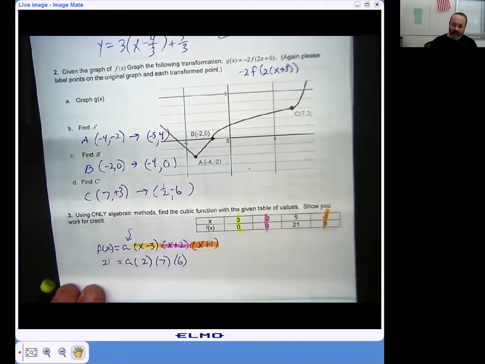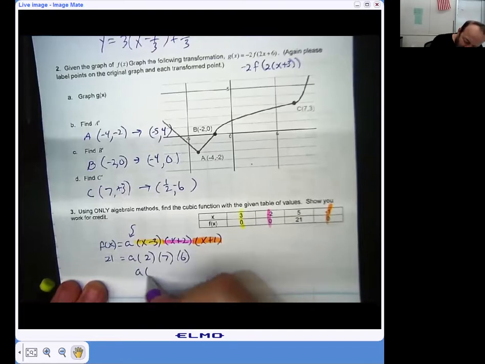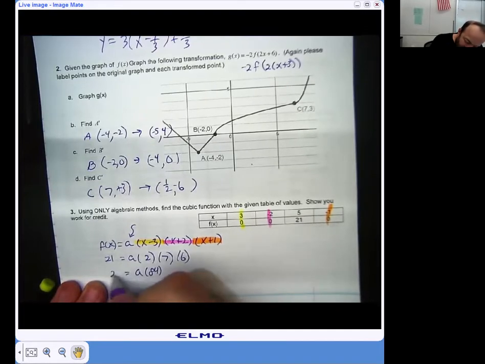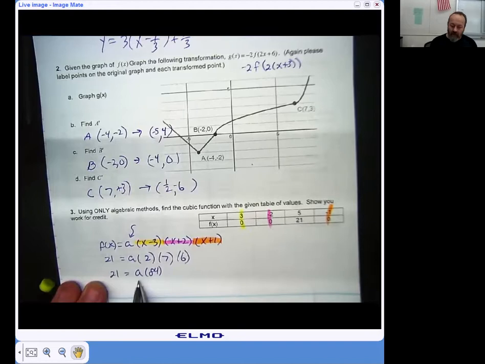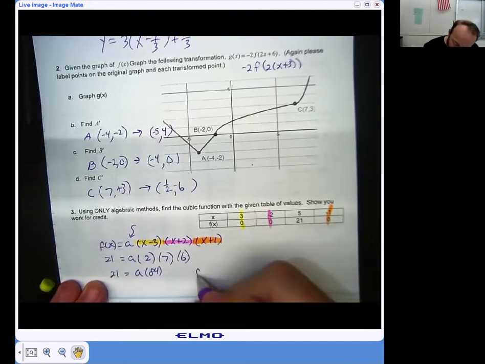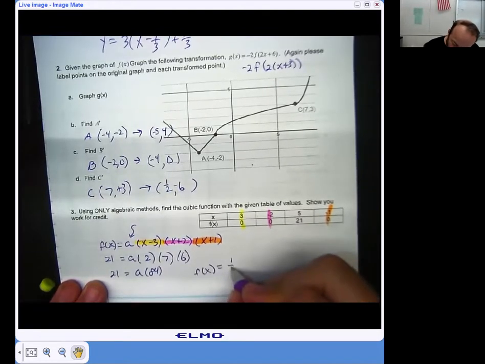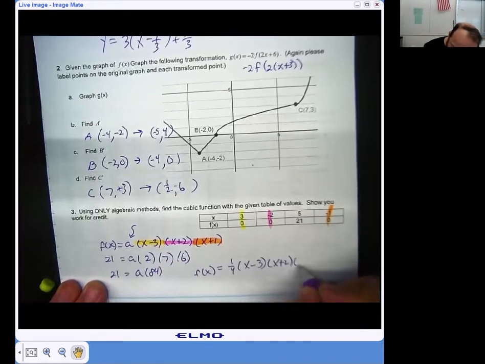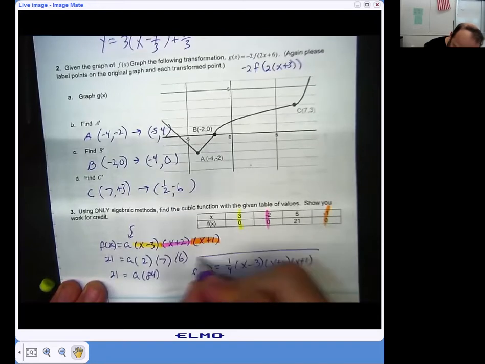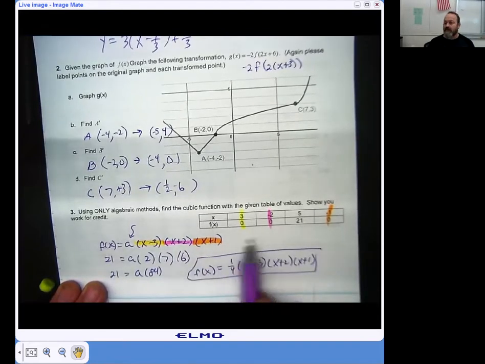is 21. Well, if you do just a little quick arithmetic, we would find out that a has to be exactly 1/4. So my final answer is 1/4 times (x minus 3)(x plus 2)(x plus 1). And that should actually generate this beautiful little table that we have right here.